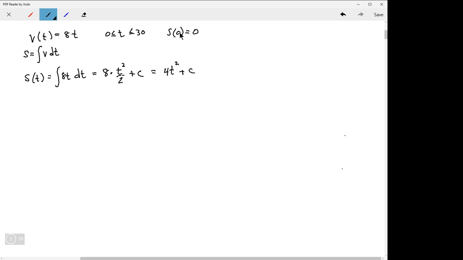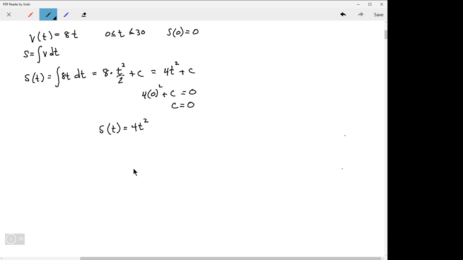But if I know the initial position at 0 is 0, then I know that 4 times 0 squared plus c is going to be 0, which means that c is going to be 0, right? Because that whole thing is going to be 0. So I get as my position function for the maglev train 4t squared plus 0, which is just 4t squared.